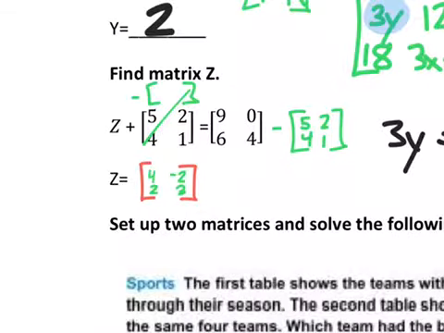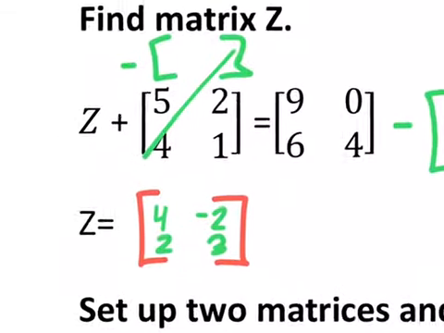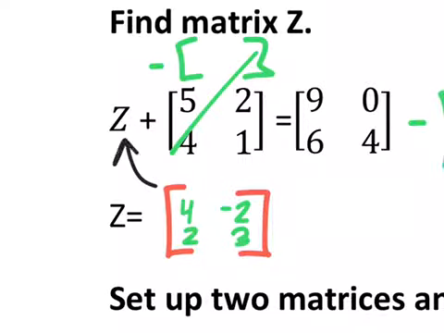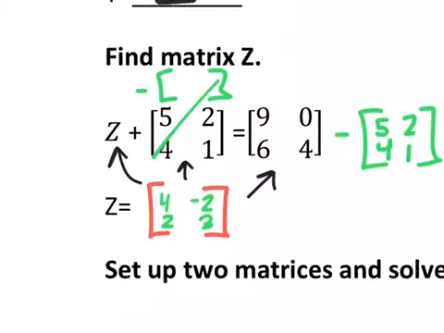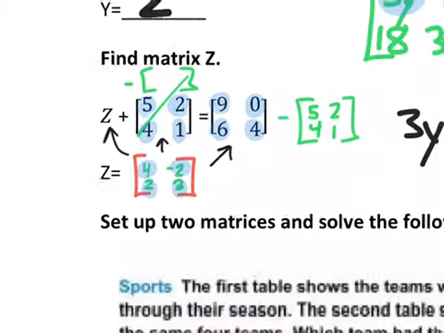You can even double check this, just like with regular equations. Make sure that if you add this matrix back with this original matrix, that it equals what we are trying to equal to. 5 and 4 is 9. Negative 2 and 2 is 0. 2 and 4 is 6. 3 and 1 is 4.